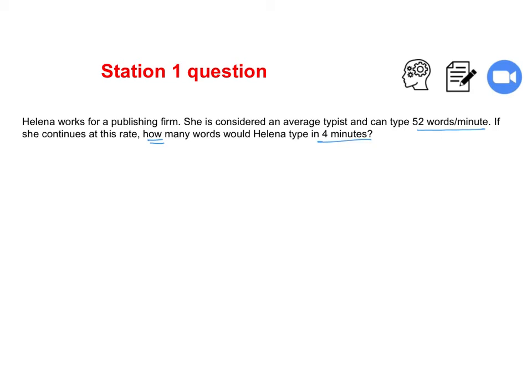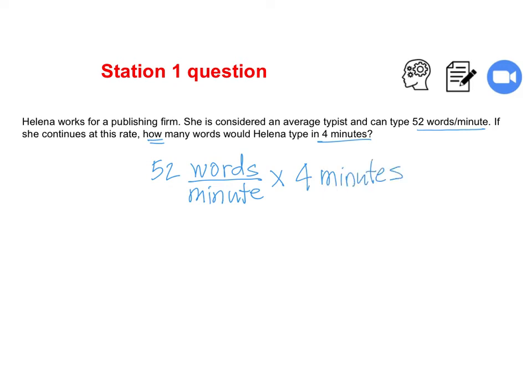So we're going to do the same thing that we did before. So I write out the 52 and I have words. And then underneath that I have minute. And I'm going to multiply this by 4. Here's my 4 and my 4 minutes. Then I cross out the like unit of measurement. So those are the same.